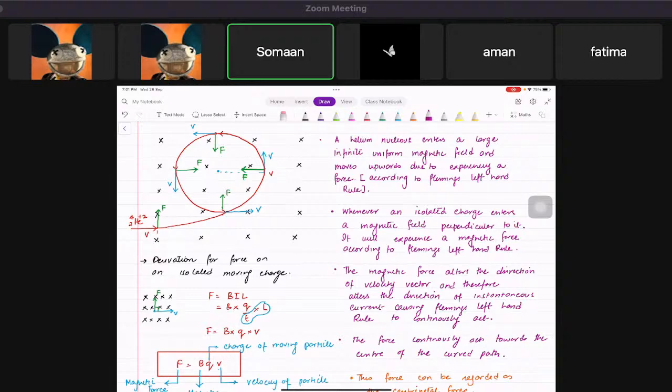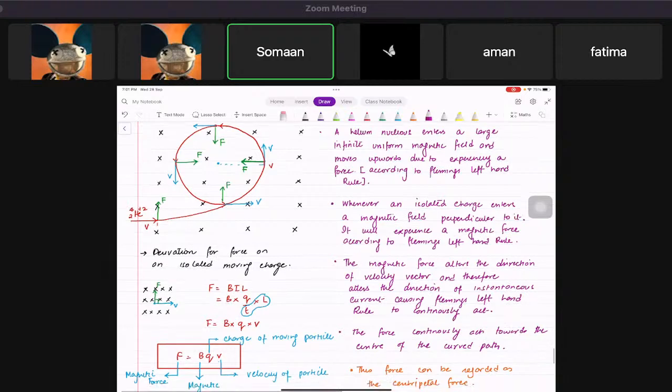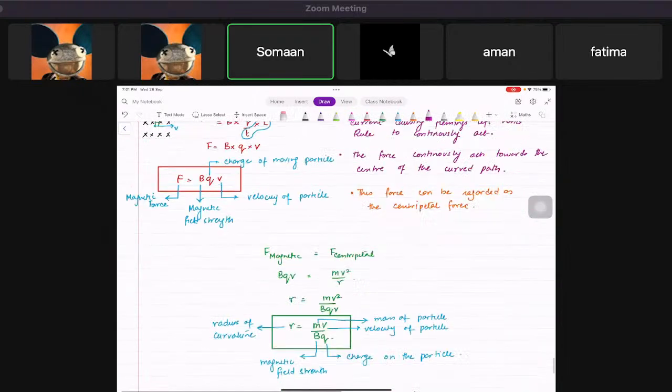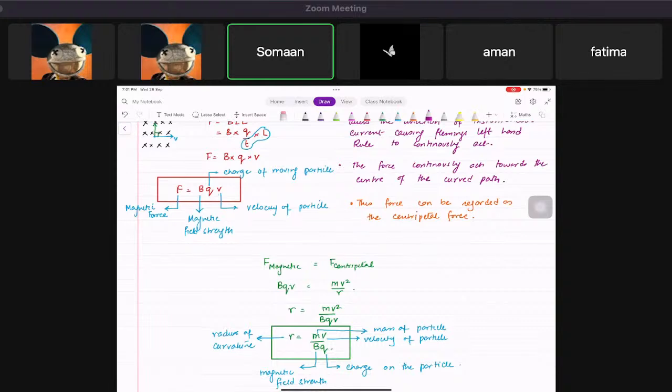Sir, smaller, right? Why? Because less mass, so less momentum. Yes, less mass, less momentum would mean the radius of curvature will be smaller as well. Is it clear? Yes, sir. These are the type of questions where you should always relate to momentum, and that will help you out. I hope everything is clear now.